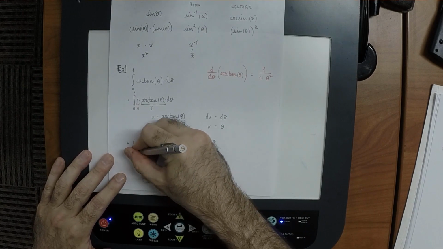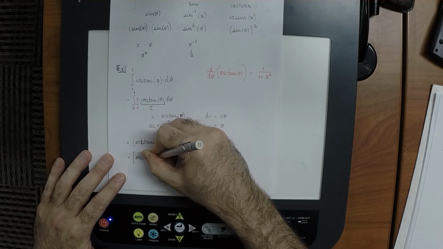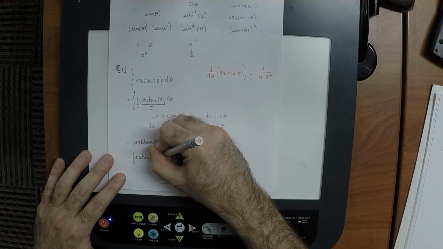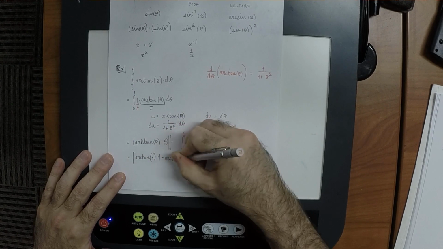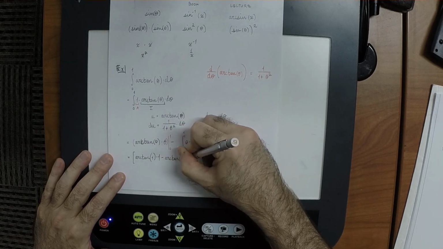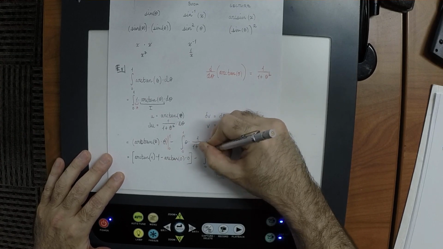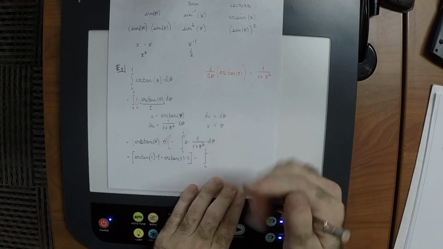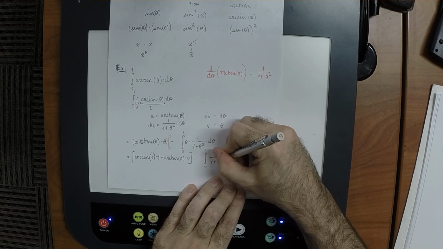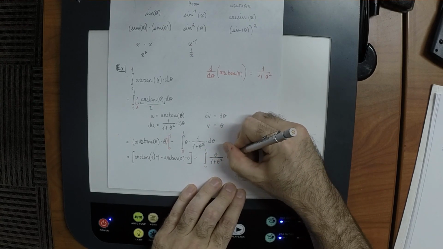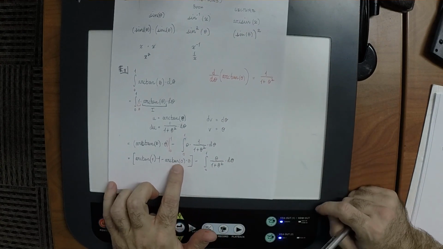Concerning this, we'll need to evaluate arctangent of 1, and then multiply by 1, and then subtract arctangent of 0, and then multiply by 0, and then subtract the integral from 0 to 1, and I'll write it as theta over 1 plus theta squared d theta. Okay, so then, yes?